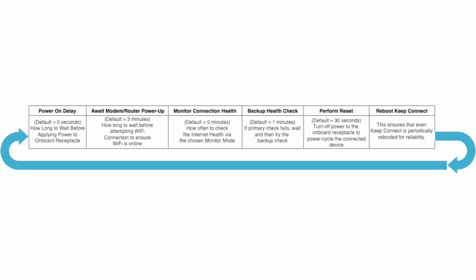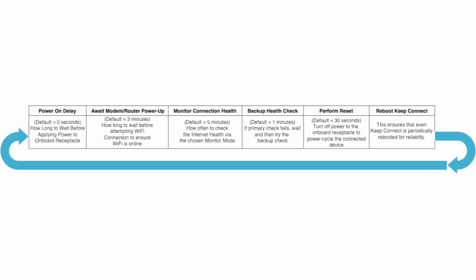You might want to make it a greater than 0 second power on delay if you have followers or other Keep Connects in your home that you would like to power up first. Let's say that you have a power outage at your house and you want some things to come on before others. This is part of the process with the master and follower configuration. The power on delay just waits an amount of time after the power is restored to the house or Keep Connect is plugged in before powering on the connected device.